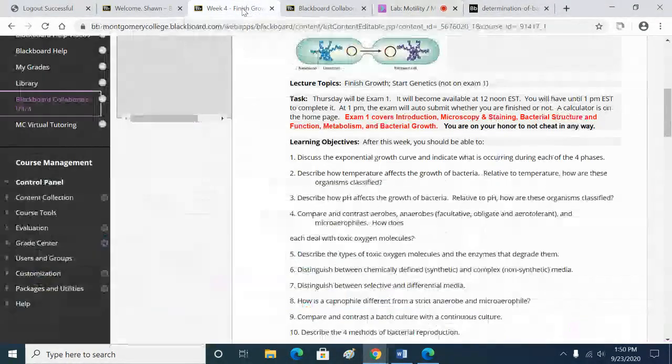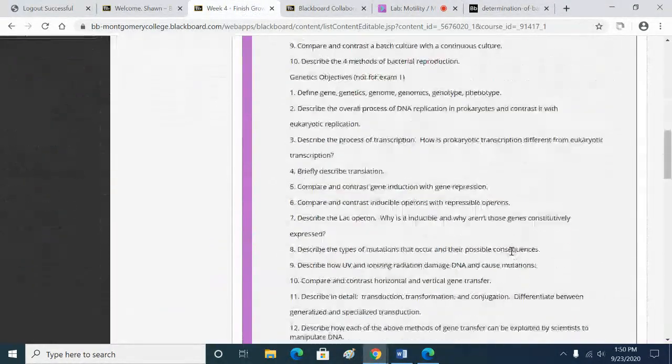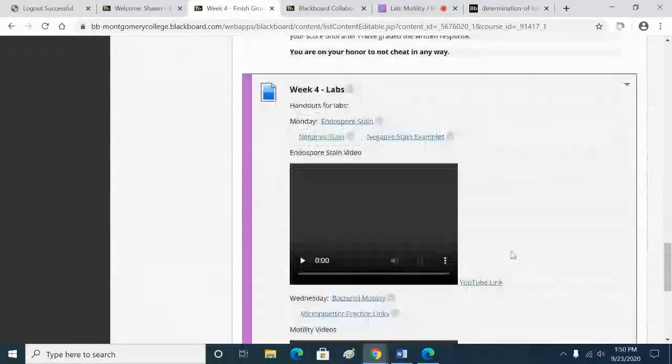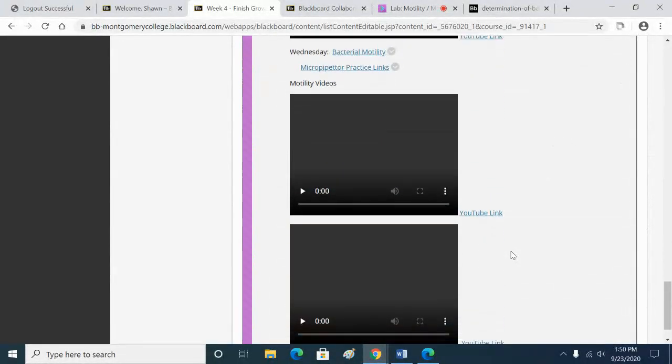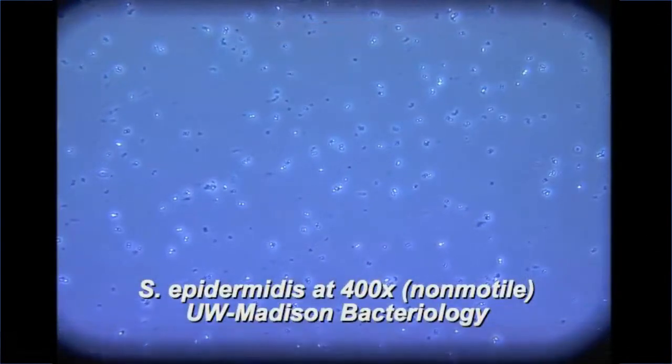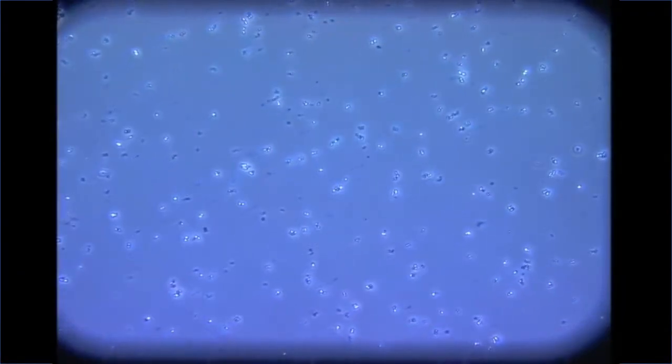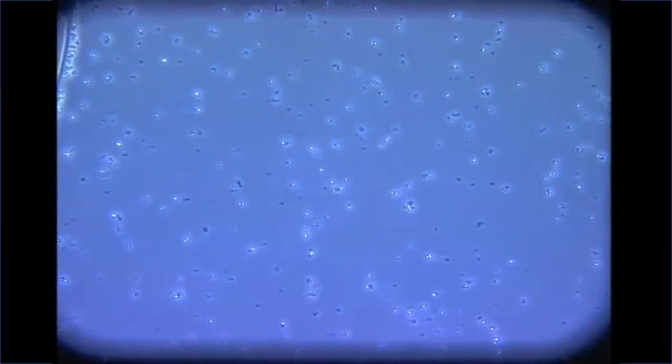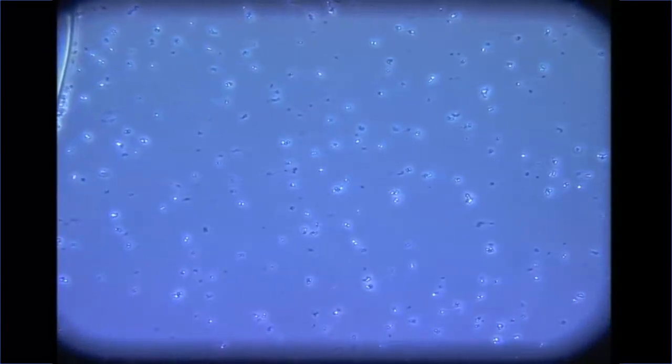So now let's watch a couple videos. And neither of these have sound, so let's see if they'll work in Blackboard. Yes, surprisingly. Okay. So here we see Staph epidermidis on the high dry. Now there is some drifting of the bacteria because there's a leak, but do you see anything that seems purposeful?